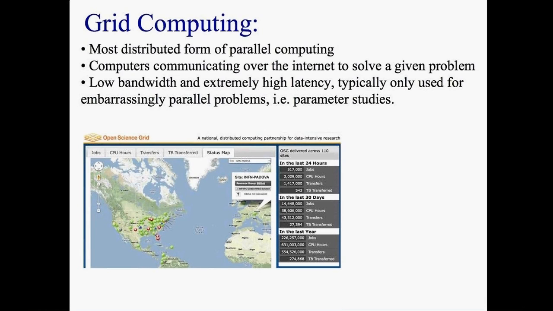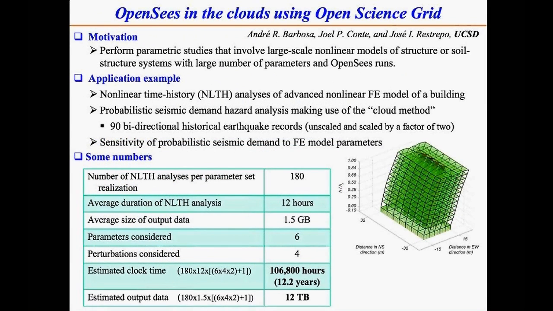These grid computers are characterized by incredibly low bandwidth and high latency for sending data across. But they can be useful, and I'm using them at present for doing some work, I'll show you what I'm using them for later. But here's an example of somebody who's using OpenSees and the Open Science Grid, which is basically one of these grid computers.